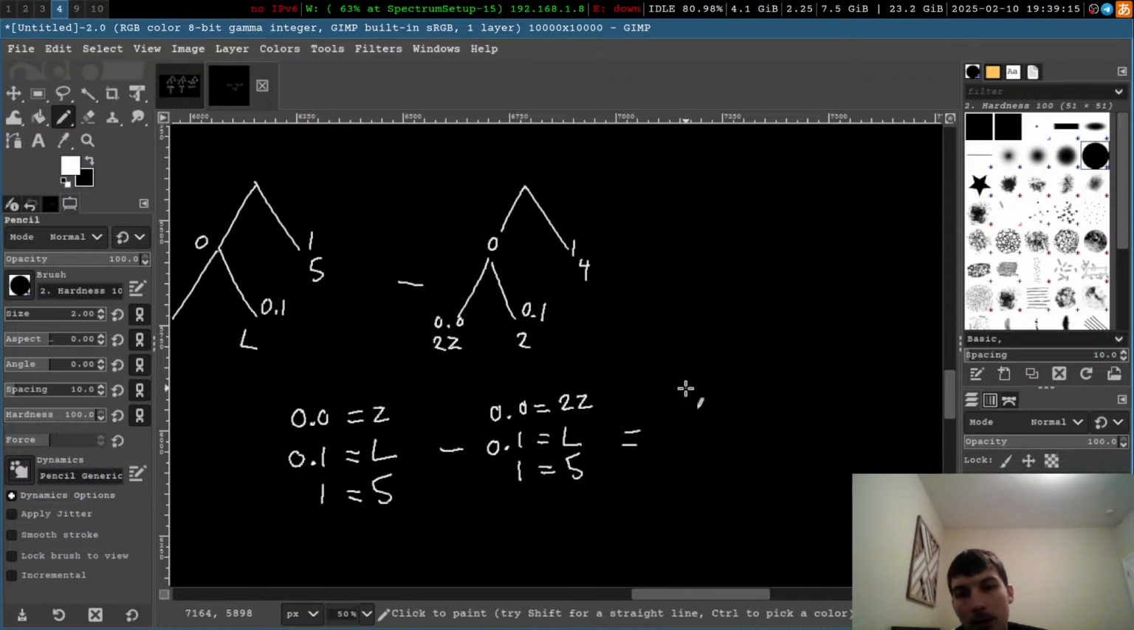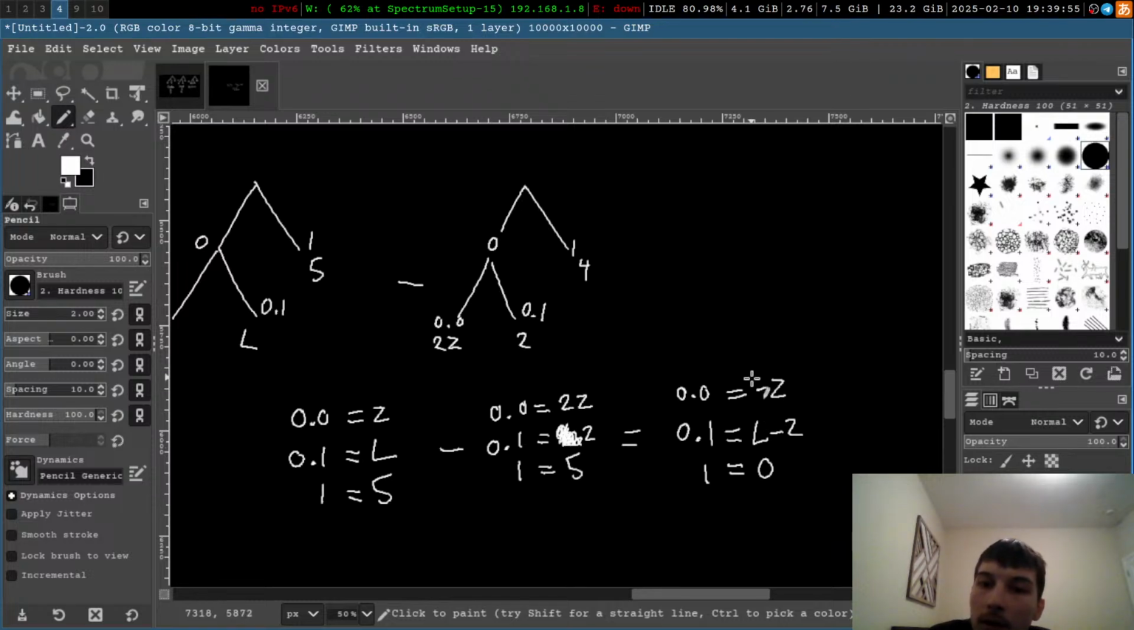So we have 0, 0, right? And then, what's Z minus 2Z? Well, this is just going to be negative Z. And then this is going to be L minus, this is supposed to be 2. So we have L minus 2, which is just L minus 2. And then we have 1, and then we have 5 minus 5, which is just 0. So this is the result, right? And what does this look like?